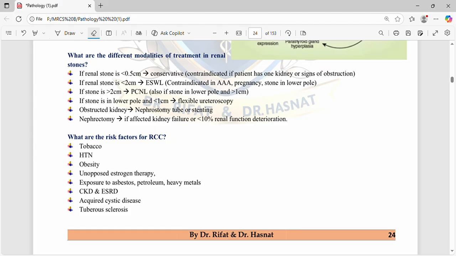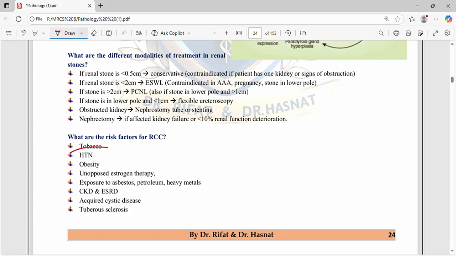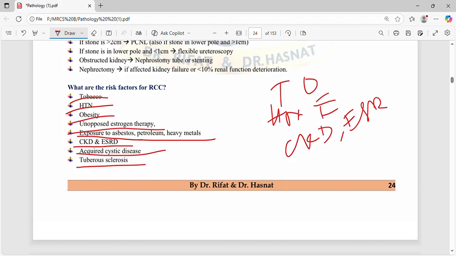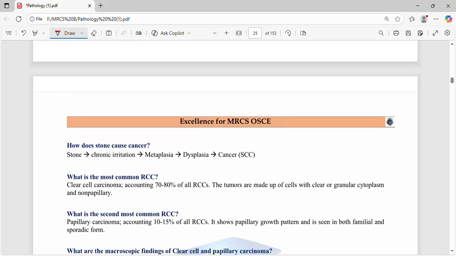What are the risk factors for RCC? We have tobacco, hypertension, obesity, unopposed estrogen therapy, exposure to asbestos, petroleum, and heavy metals, CKD, end-stage renal disease, dialysis-dependent patients, acquired cystic disease, and tuberous sclerosis. These are the risk factors for RCC.